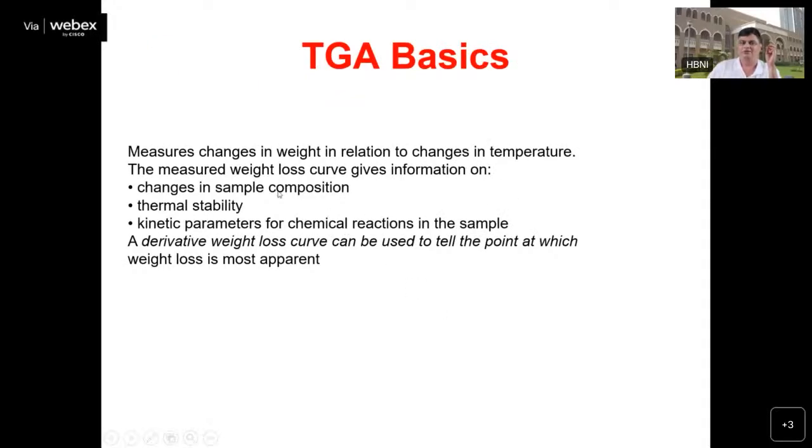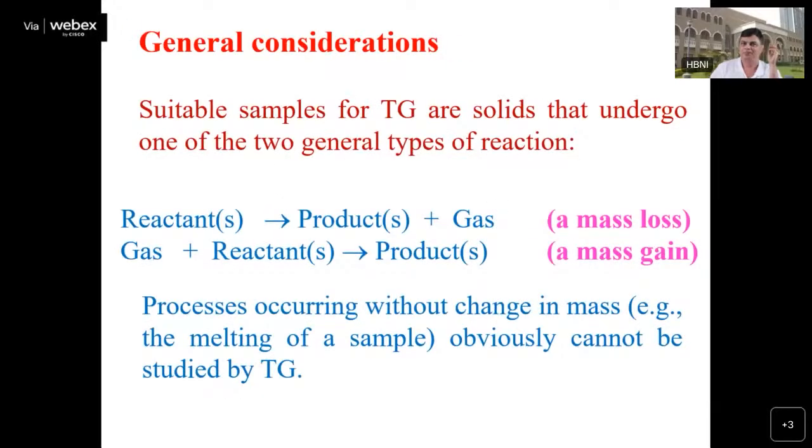On this basis, what we are doing in TGA is measuring the change in weight in relation to change in temperature. The measured weight loss curve gives information on the change in sample composition, thermal stability, and kinetic parameters for a chemical reaction in the sample, and the derivative weight loss curve can be used to tell the point at which the weight loss is most apparent.